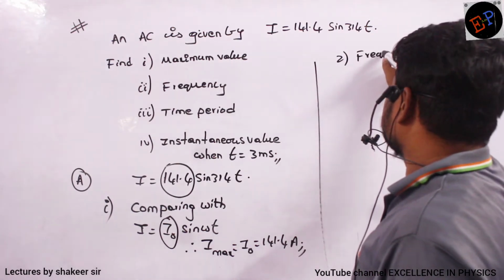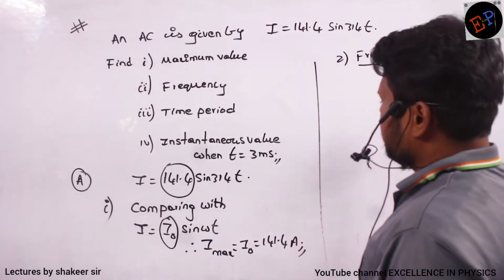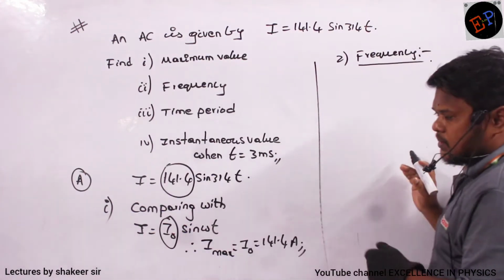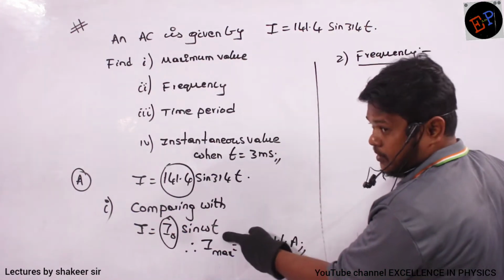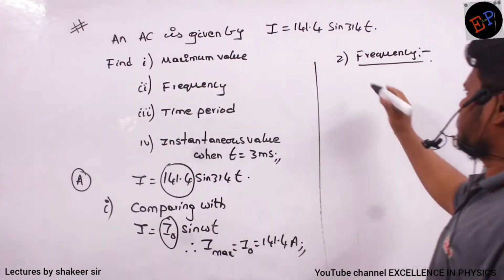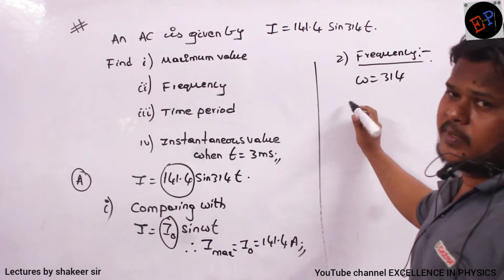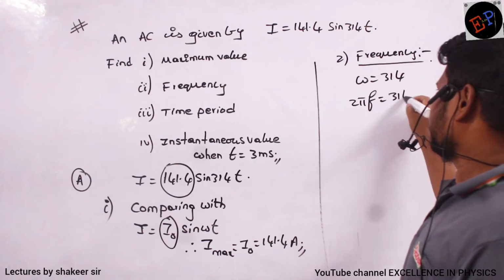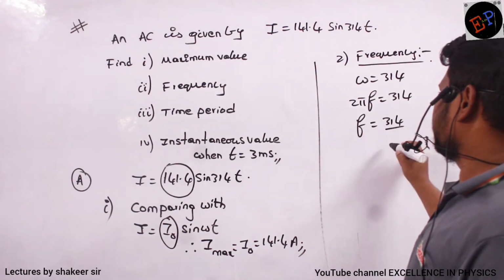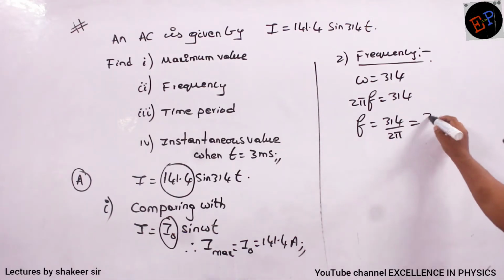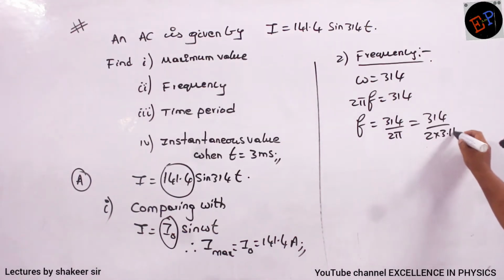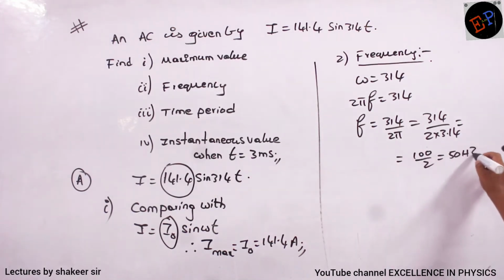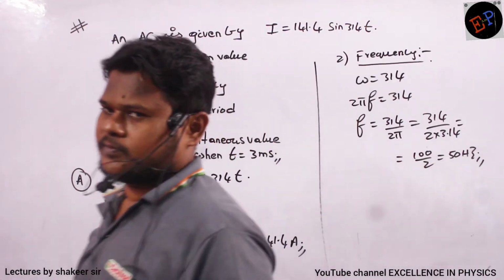Frequency. Okay. Frequency, how can I compare, ma? See. Omega can be written as 314, no? Here I have sin 314t. Here I have omega t. Omega is nothing but 314. So, omega can be written as 2 pi f. 2 pi f is equal to 314. So, therefore, frequency is how much? 314 divided by 2 pi. Clear, no? So, 314 divided by 2 into 3.14. So, therefore, it is how much? 100 divided by 2. It is equal to 50 hertz. So, that is the frequency of this EMF. Are you able to understand?